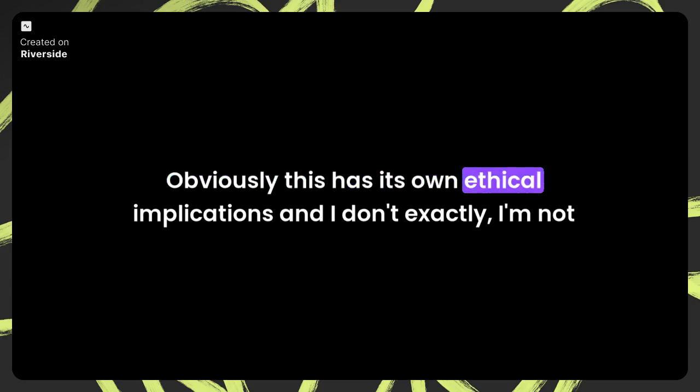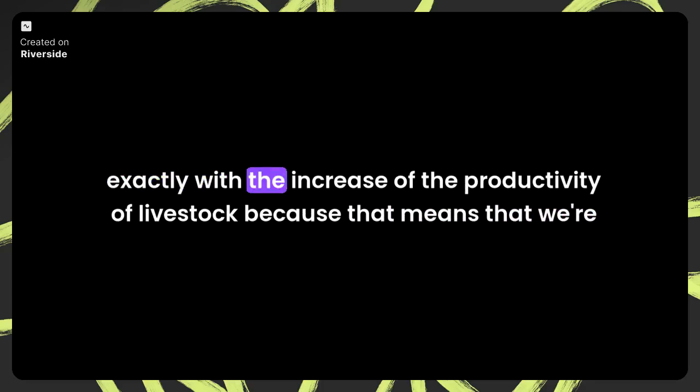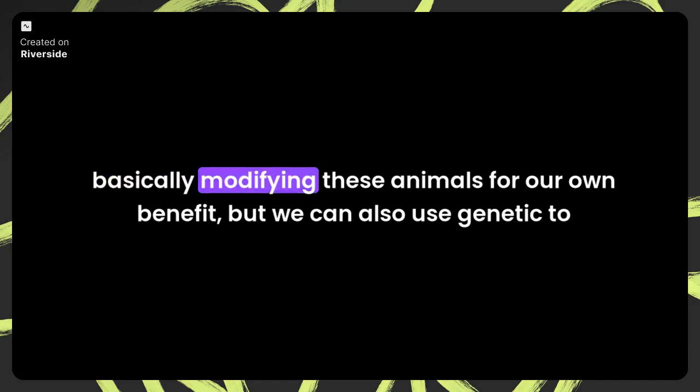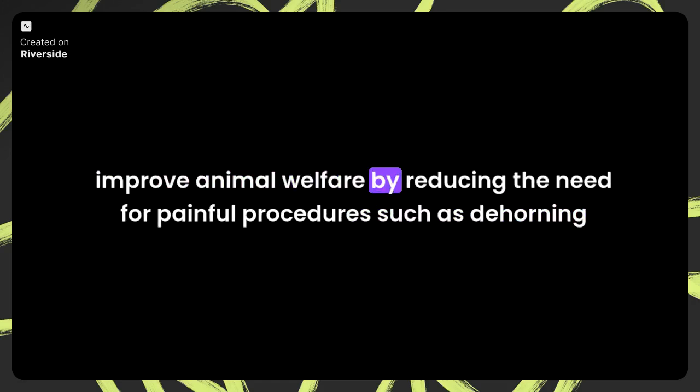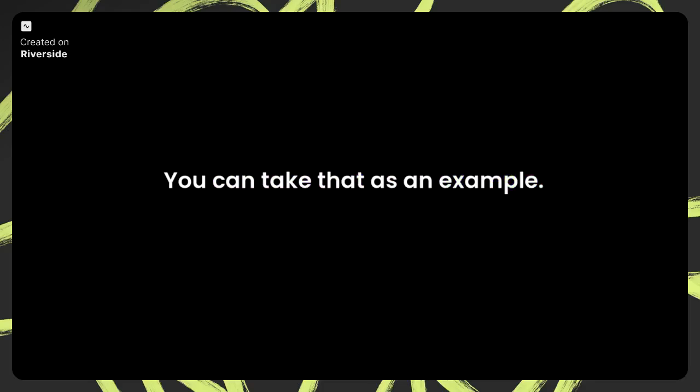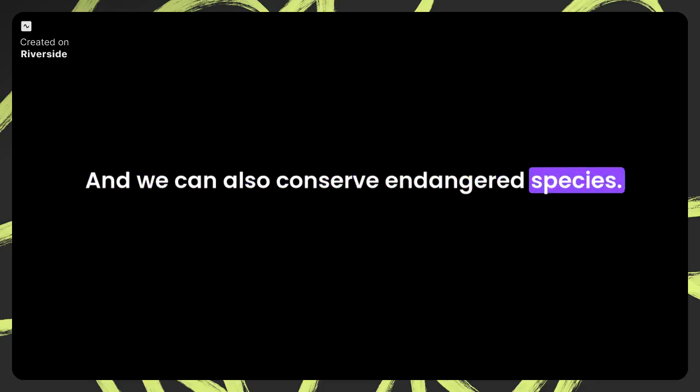Obviously, this has its own ethical implications, and I'm not exactly comfortable with the increase of the productivity of livestock, because that means that we're basically modifying these animals for our own benefit. But we can also use gene editing to improve animal welfare by reducing the need for painful procedures, such as dehorning cattle. You can take that as an example. And we can also conserve endangered species.